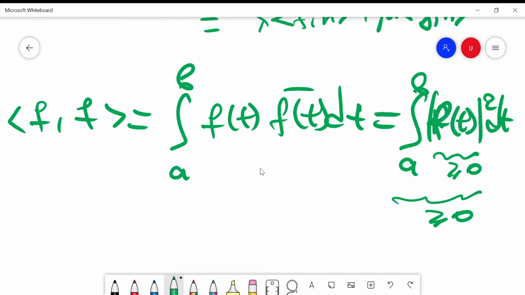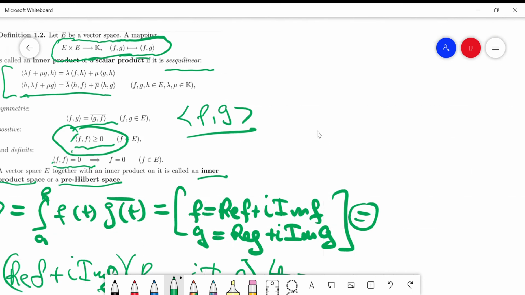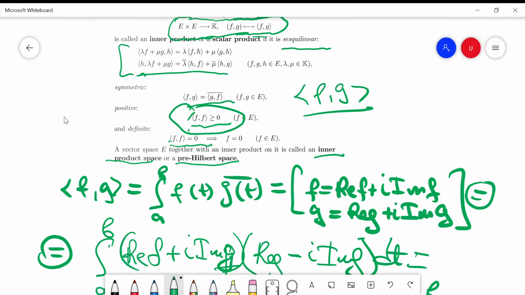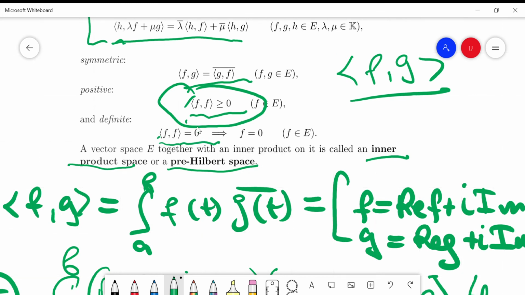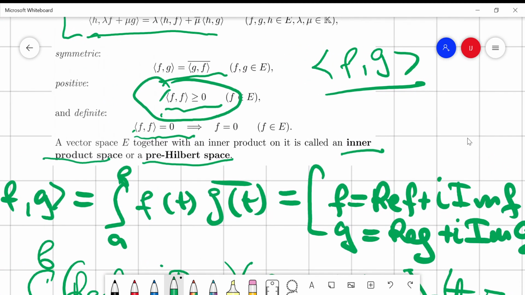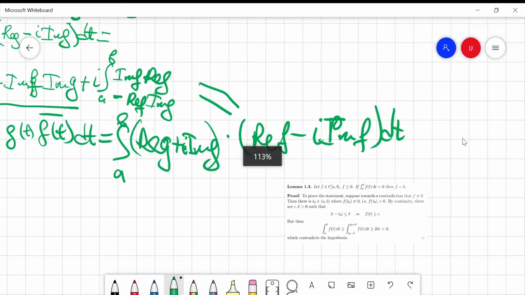Okay, since it's whole non-negative and then whole integral is non-negative, so we are done with positiveness. Now definiteness. So we should prove that when we have equality in the positiveness, then it should show us that the function itself is zero always. So before proving that, let's take a look at this lemma here.